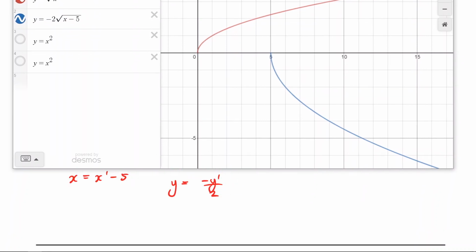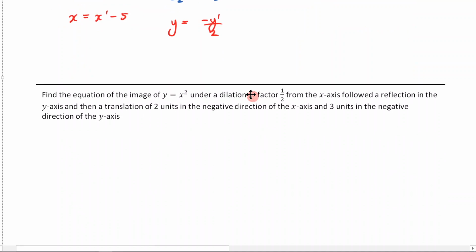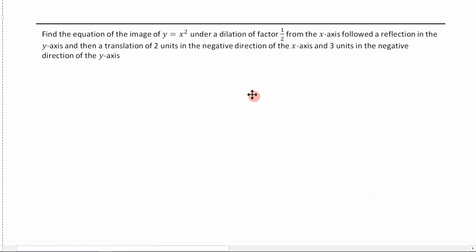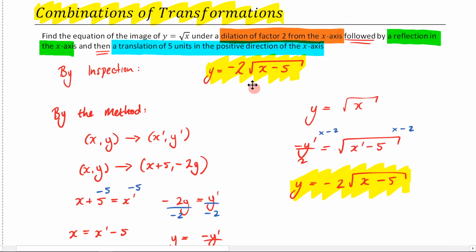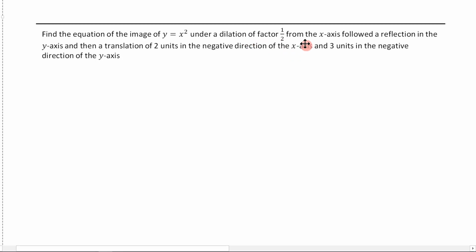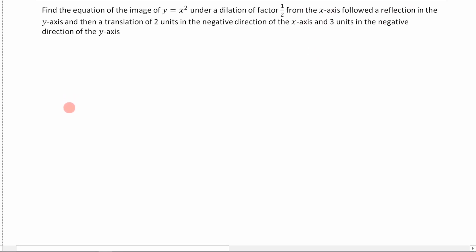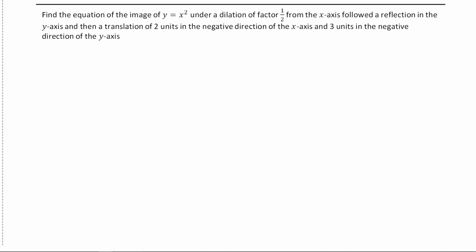Okay, so let's now bring this back up and let's keep on going. Let's go through our next example here. And this example, similar to the one up here, has the dilation as being away from the x-axis. So I want to go through 2 examples in which we're dilating away from the x-axis, because I think they're important to go through. Okay, so let's give it a read.